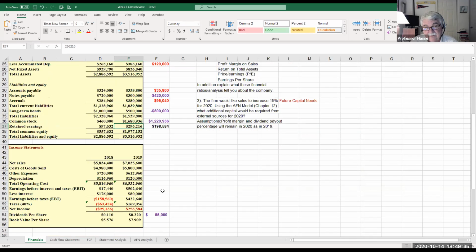Now, naturally, in 2018, retained earnings took a big hit. They lost and they still paid a dividend. Retained earnings took a big hit in 2018, but they got some of that back with the profits they made in '19.